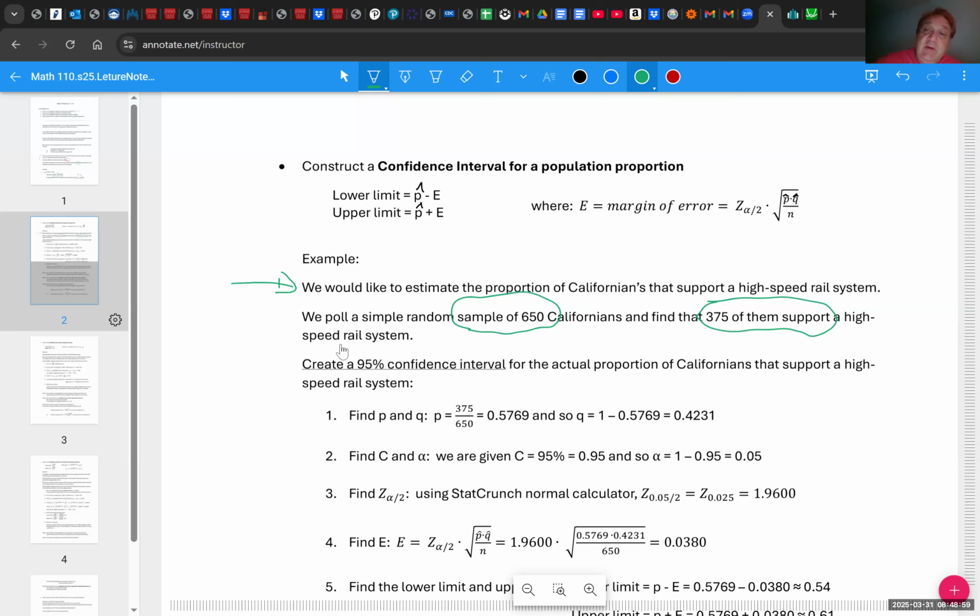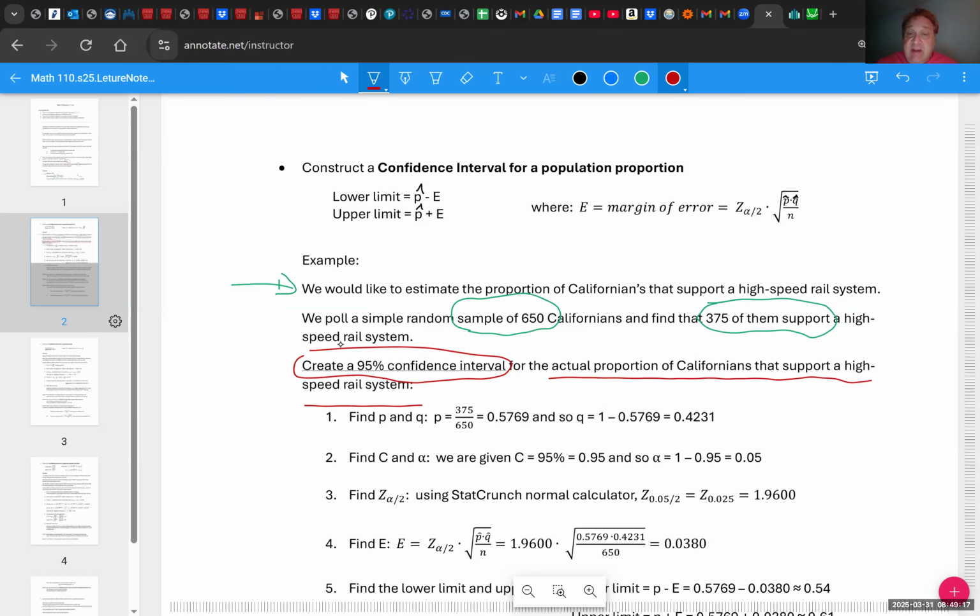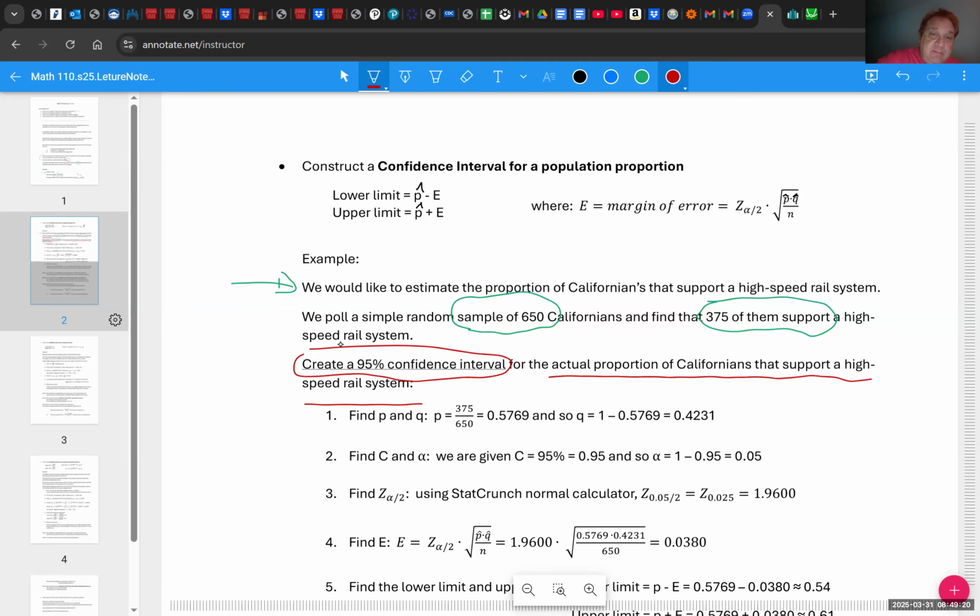So what we would like to do is create a 95% confidence interval for the actual proportion of Californians that support a high-speed rail system. So we're going to try to find a range, an interval of values where we're quite confident that the actual proportion of Californians lies between. Okay, so then we're just going to go through these calculations.